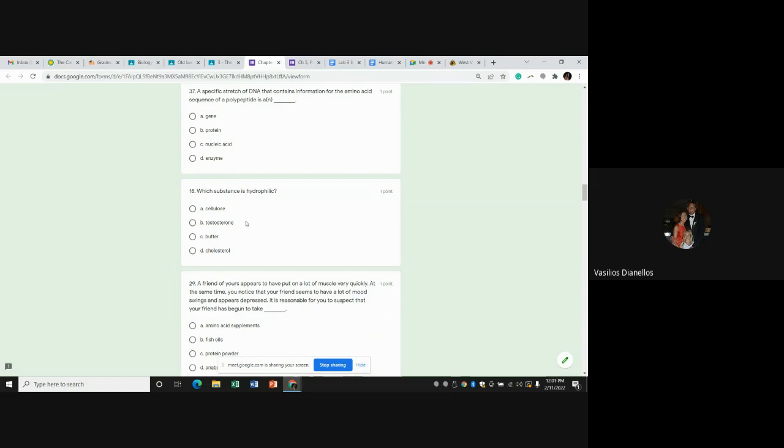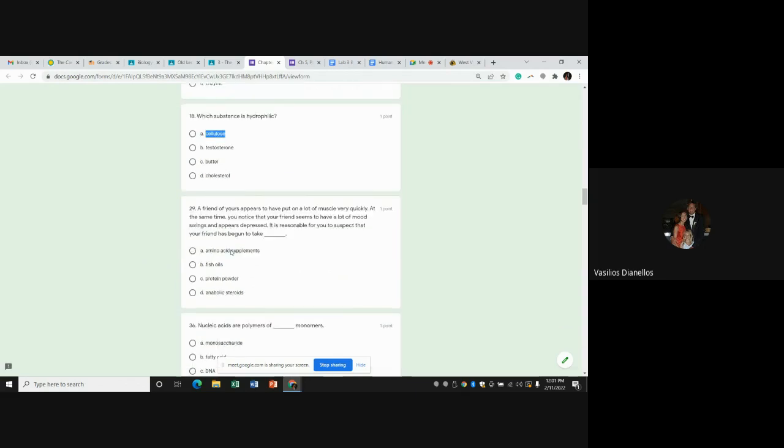Another thing that usually works in an exam when you have no idea what's going on is that one of these things is not like the other. So here we go. Cellulose is a carbohydrate. Testosterone is a lipid. Butter is a lipid. Cholesterol is a lipid. So cellulose is the answer. It's hydrophilic. And of course, for the exam, I might ask you for something that's hydrophobic instead of hydrophilic, or I might ask you about something that's hydrophilic, but give you different choices.